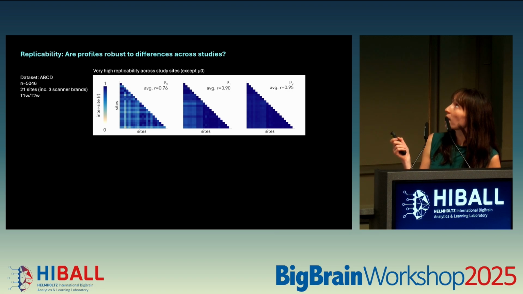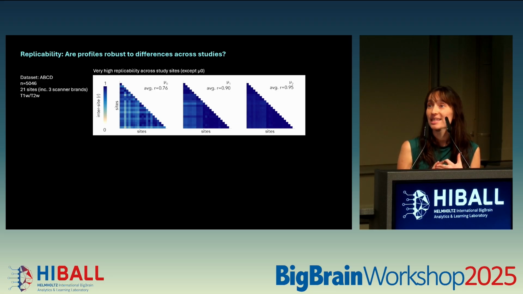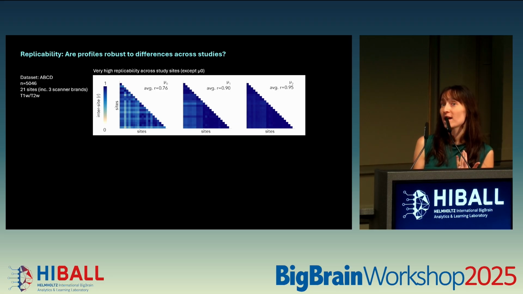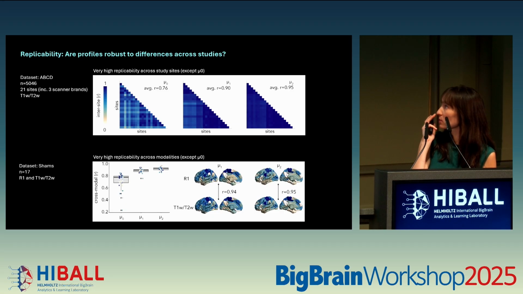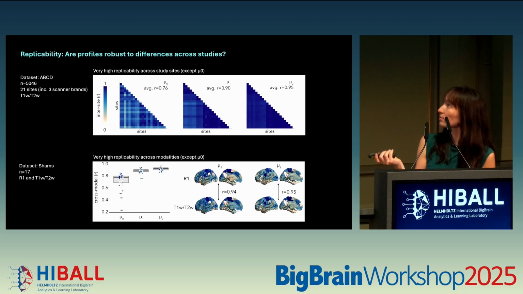But as we look at these higher moments, we are looking at the shape of the profile, we see really high replicability, even though these are across different sites. They use GE, Philips, and Siemens scanners. There's a lot of variability there, but it still seems like this is a really replicable approach for us. And for the sake of time, I won't jump into the last one, but it's also about that we could extend this across different types of sequences as well.